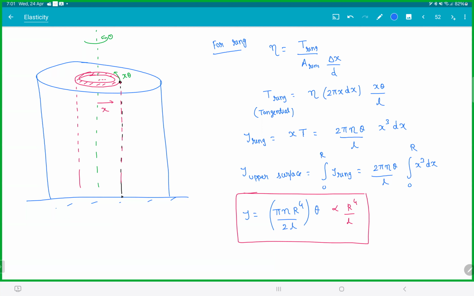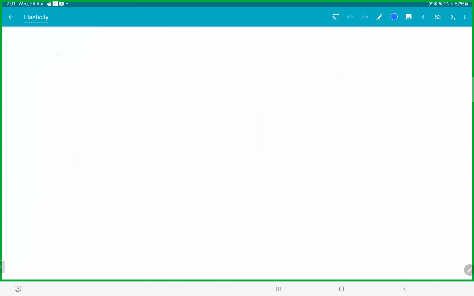So take every small ring, and because every small ring will have a different area, every ring will have a different displacement. What displacement are you talking about? Tangential displacement. From the initial position, how much has each layer rotated? Each layer has rotated x theta. Now, if this had been a hollow thing, let's say a cylinder with a hollow like this.